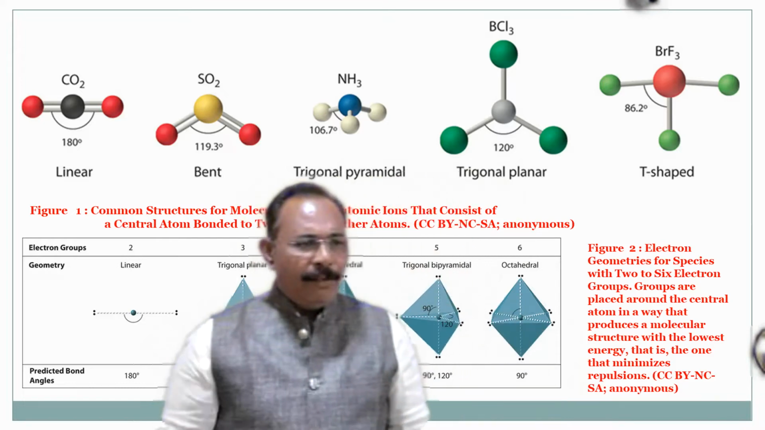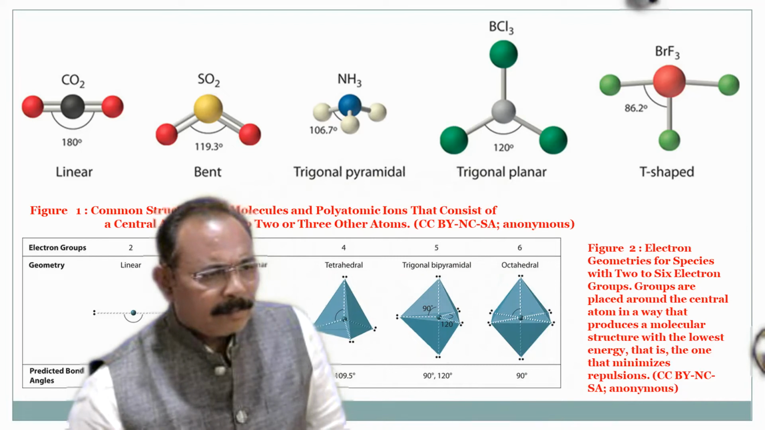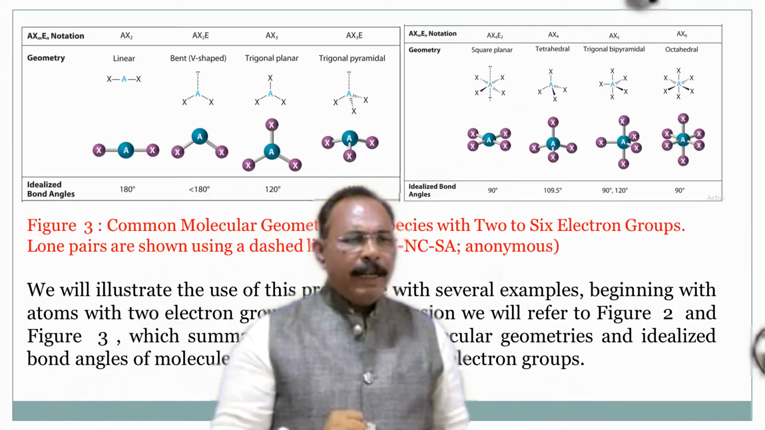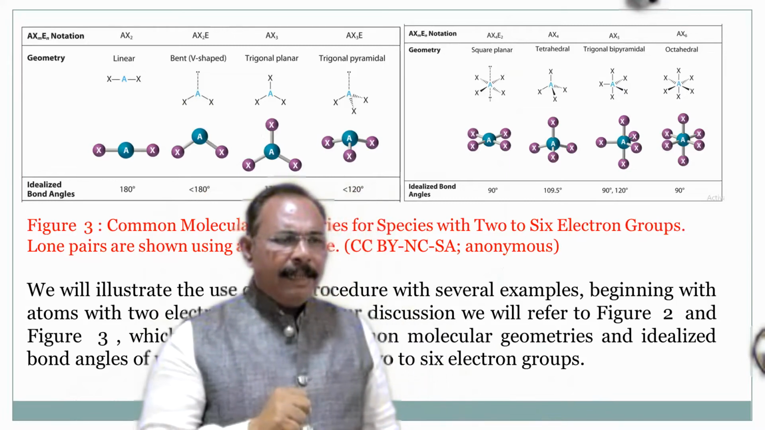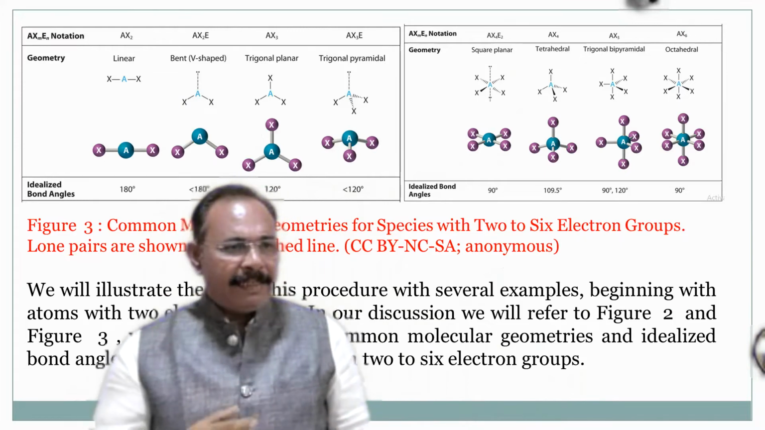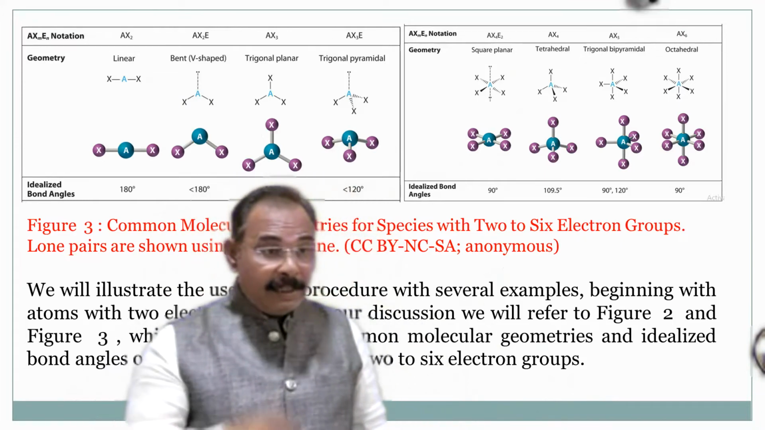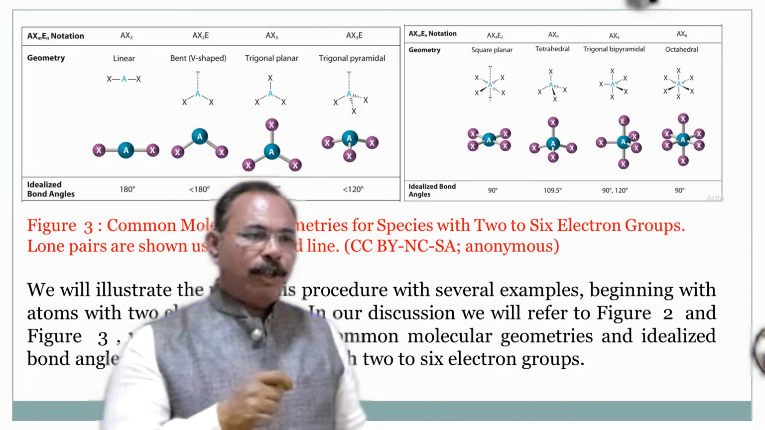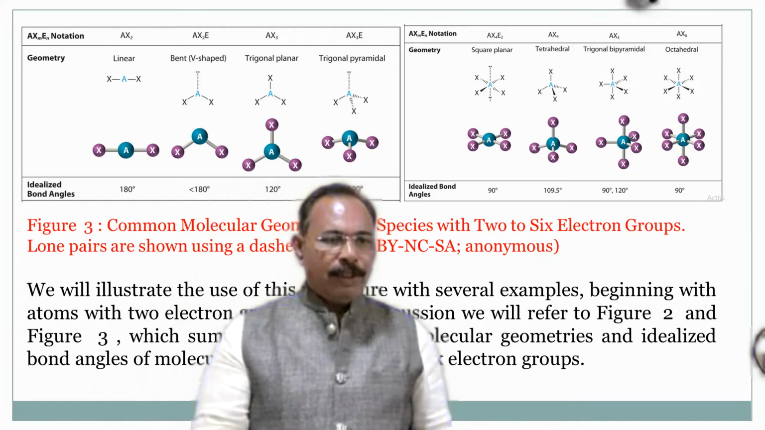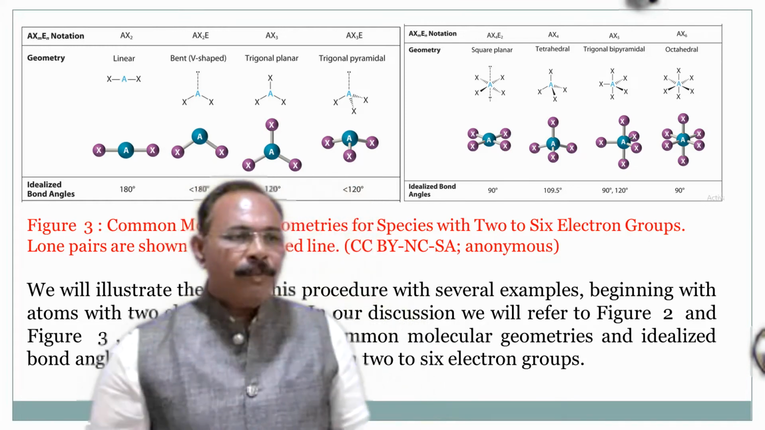So, in the VSEPR model, the molecule or polyatomic ion is given an AXmEn designation, where A is the central atom, X is the bonded atom, E is a non-bonding valence electron group, usually a lone pair of electrons, and m and n are integers.